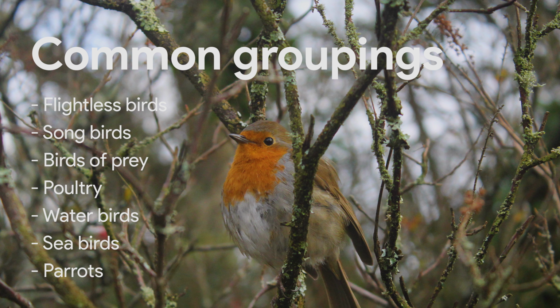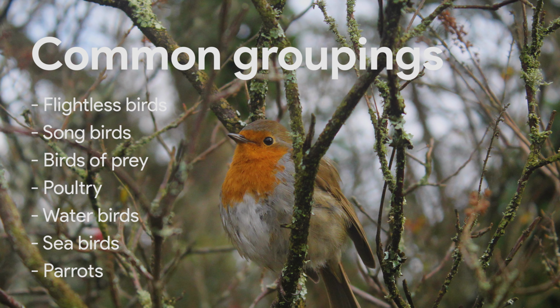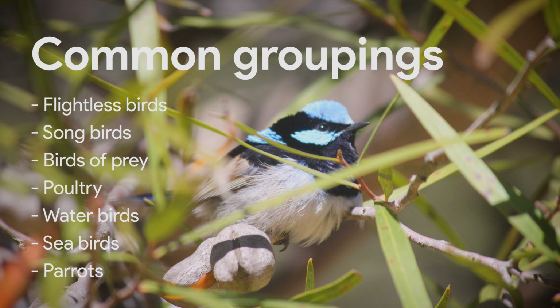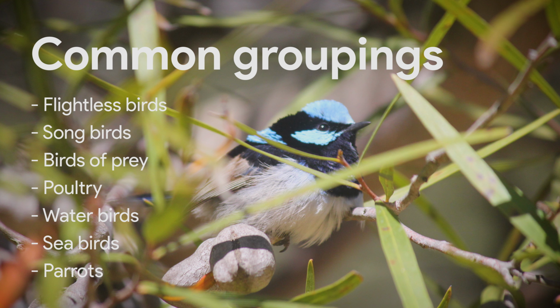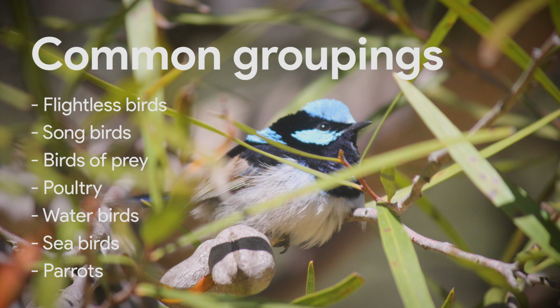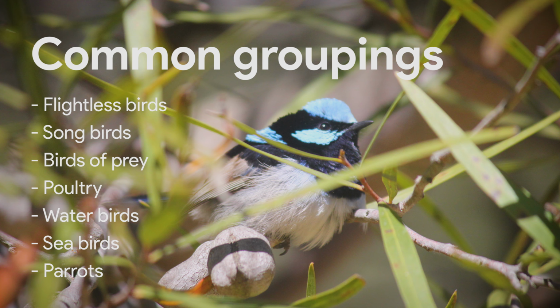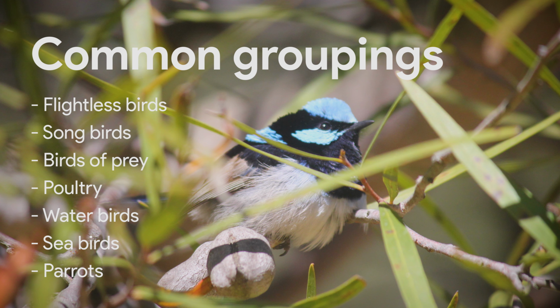and perching birds. Using these common names can be confusing though, unless you appreciate the fact that a bird species can fall into several different categories. A water bird, for instance, may also be a migratory bird.